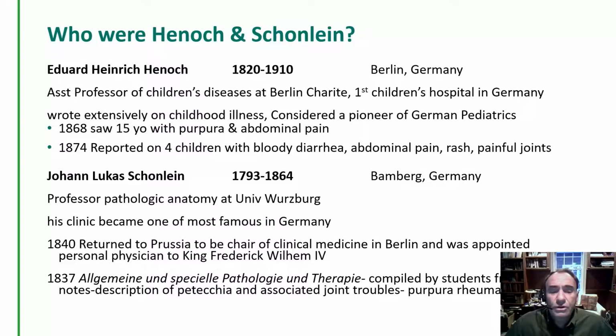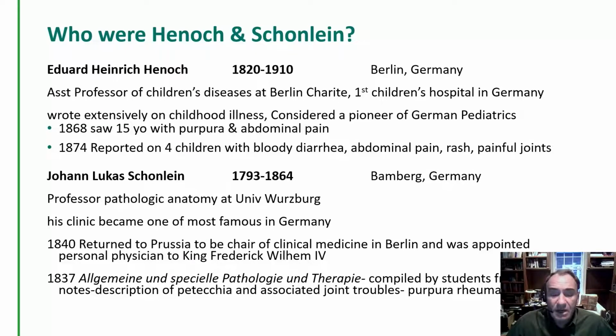Well, Johann Lucas Schönlein lived from a bit earlier, from 1793 to 1864, also in Germany, the town of Bamberg. And he was a professor of pathologic anatomy at the University of Würzburg. He was there all of his career. He was a well-known clinician. His clinic became one of the most famous in Germany. In 1840, he actually had left to Switzerland for some political reasons, came back to Prussia to be the chair of clinical medicine in Berlin, and was actually appointed to be the personal physician to King Frederick Wilhelm II, which is quite stunning.